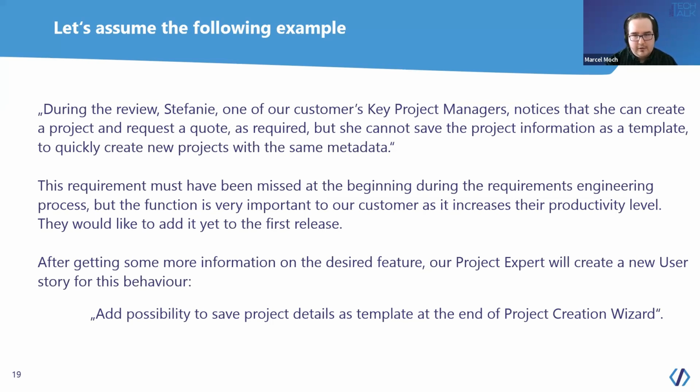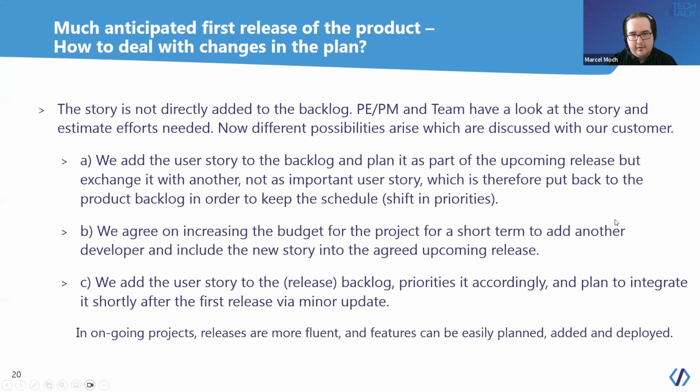Obviously something has been missed during the requirements engineering process. So it's a new requirement and we can add this. That's no problem, because in an agile way of working, you try not to avoid changes in plans. You anticipate them. You know they are part of the process, but you react to them.